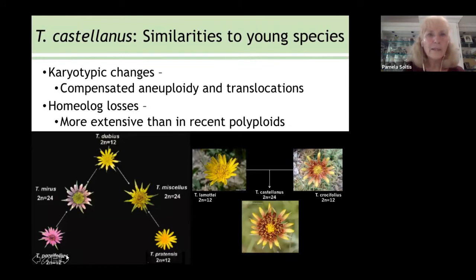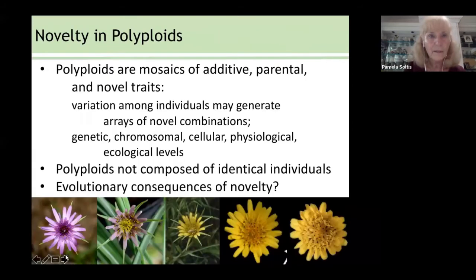And so we see some similarities to the younger species, compensated aneuploidy and translocations, as I just showed, but we also see more extensive evidence of homolog losses than in the recent polyploids. So it looks like these same processes that we see in Tragopogon mirus and miscellus can operate in other older polyploids and generate even more novelty over the course of evolutionary time.